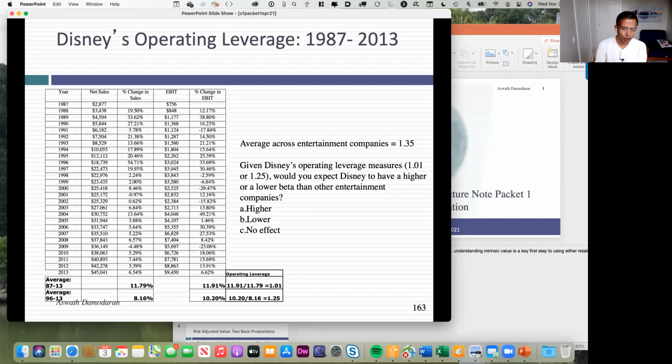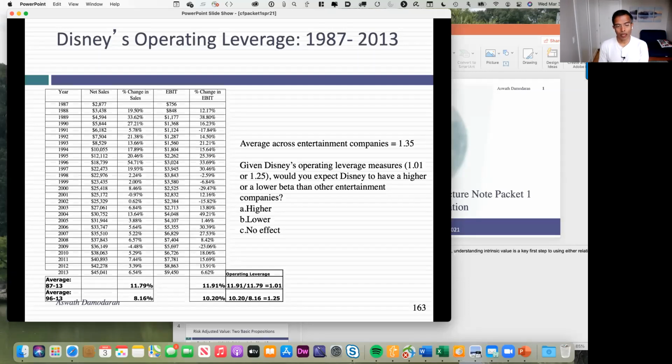EBIT is earnings before interest and taxes, or if you prefer a more generic term, it's operating income. And revenues, of course, are just total sales. I take the percentage changes in each. Across the entire period, here's what I see. I'm sorry, revenues changed 11.79% a year, and operating income changed 11.91% a year on average.